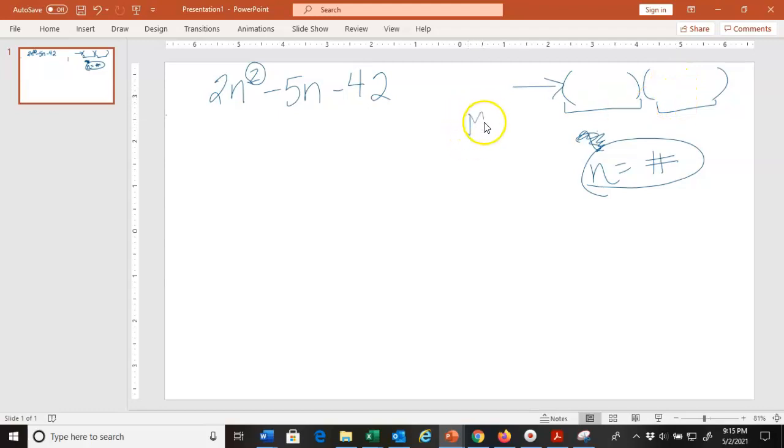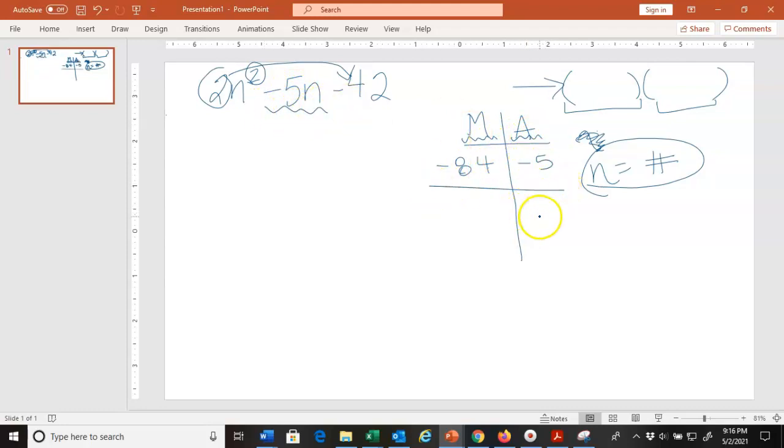The way I like to do it is by using what I call a MA chart. So you're going to do the first times the last. So 2 times negative 42 is negative 84. First times the last gives us negative 84. We're going to look at two numbers that multiply, that's why there's an M, to give us negative 84 and add to give us the middle term, negative 5. That's our goal: two numbers that multiply to give us negative 84 and add to give us negative 5.